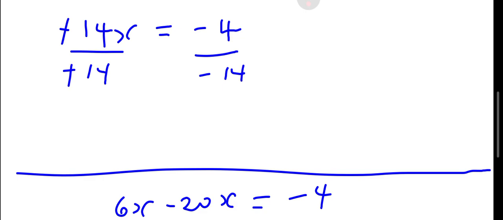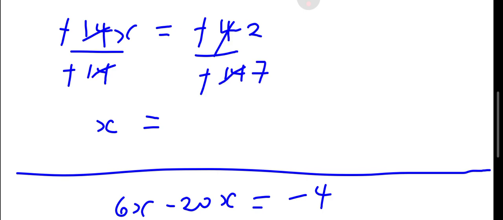So negative cancels negative, 14 cancels 14. So x is equal to, so this negative cancels this. And then 4 divided by 14 is going to be what? So 2 can cancel throughout. So 4 divided by 2 will give us what? 2. 14 divided by 2 will give us what? 7. Which gives us 2 over 7 as our final answer. Right? Yeah, so that's it. Very simple to solve this question.